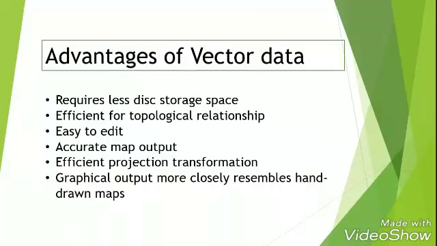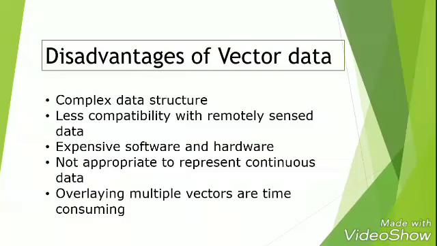Let us now look at the disadvantages of vector data. The first disadvantage is that it has a complex data structure. Unlike raster data, it has less compatibility with remotely sensed data. As we know, remotely sensed data is collected as raster data because it is easier that way. So that is an advantage of raster data.